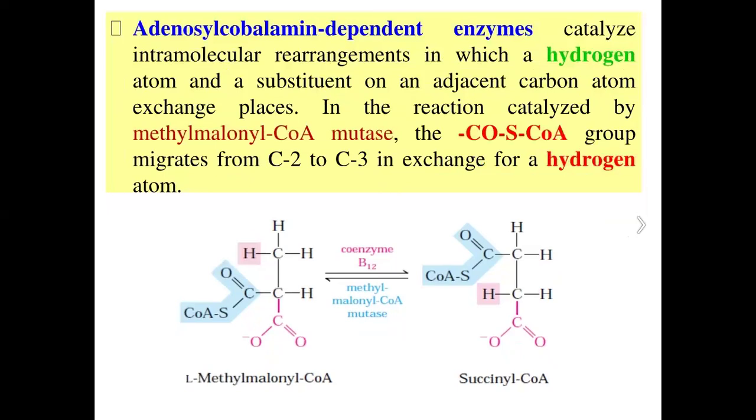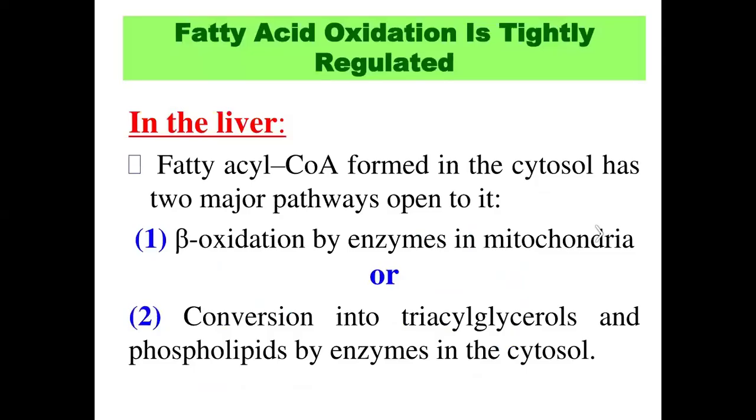So now, this adenosylcobalamin-dependent enzyme catalyzes an intramolecular rearrangement in which a hydrogen atom and a substituent on an adjacent carbon atom exchange places. So in the reaction catalyzed by methylmalonyl-CoA mutase, the coenzyme A group, the carbonyl group that is attached to coenzyme A, migrates from carbon 2 to carbon 3 in exchange for a hydrogen atom.